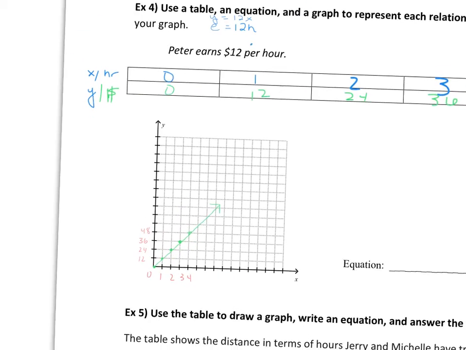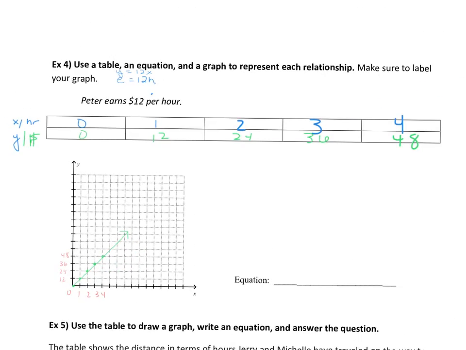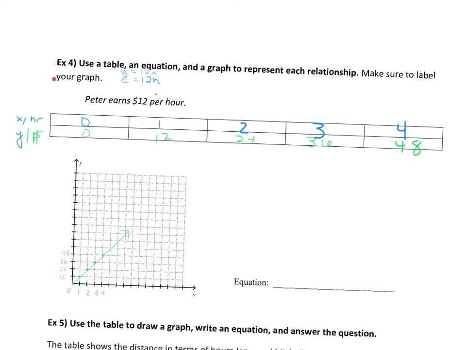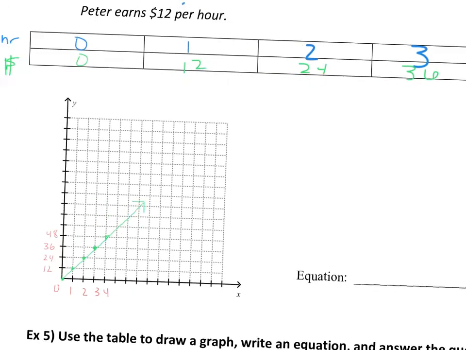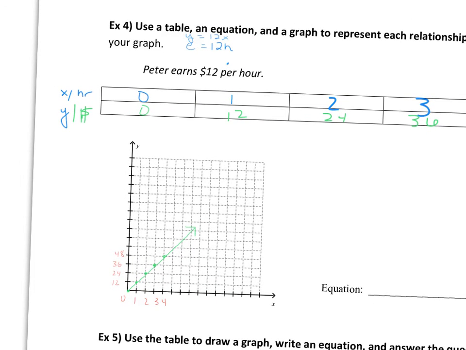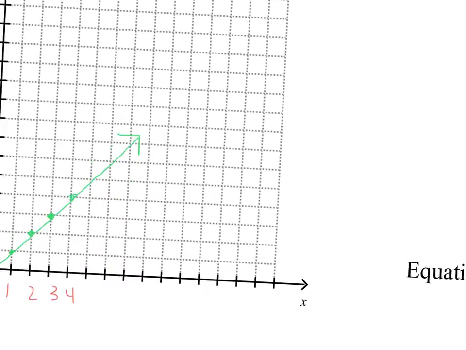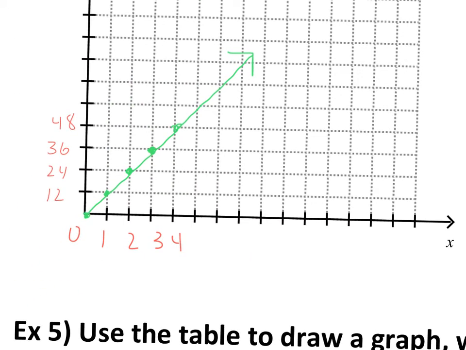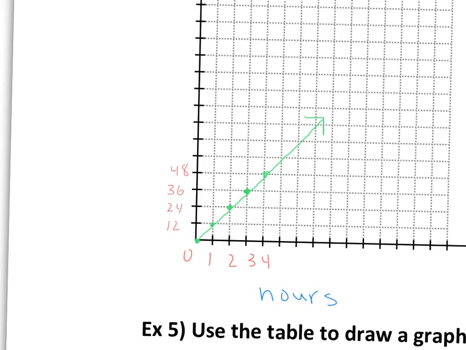Okay, so now I do expect you to label. If you read the directions right there, it says make sure to label your graph. That's part of it. We always label. So my X, if you want to look back right here, my X is my hours. My Y is my earnings or money, however you wanted to put that. So down here, I'm going to put hours for my X, always labeling. Oops, forgot my R there. Hours. And then over here you can put money, earnings, whatever you want to put.